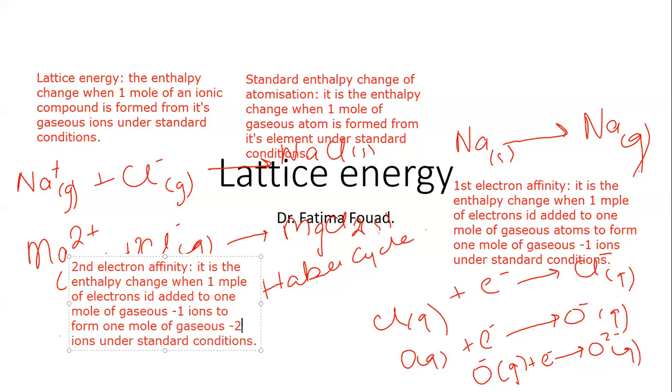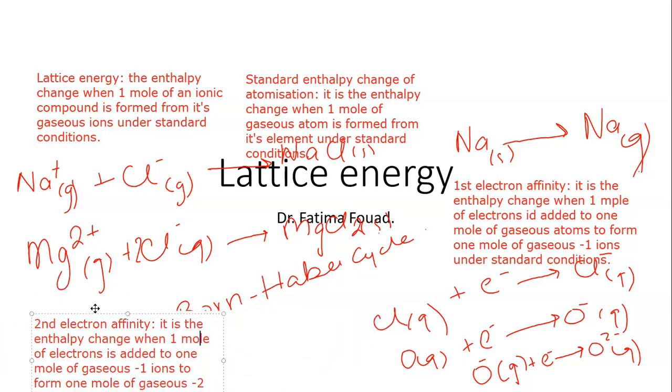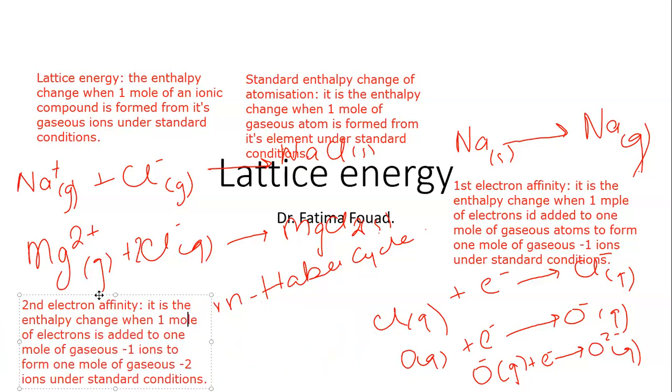Similarly, if they ask you to define third electron affinity, you will say that 1 mole of electrons is added to 1 mole of gaseous -2 ions to make them into -3 ions, right? So these are the definitions, or the concepts, that you need to know to go over the Born-Haber cycle. Is there any question that you have so far on the topic?